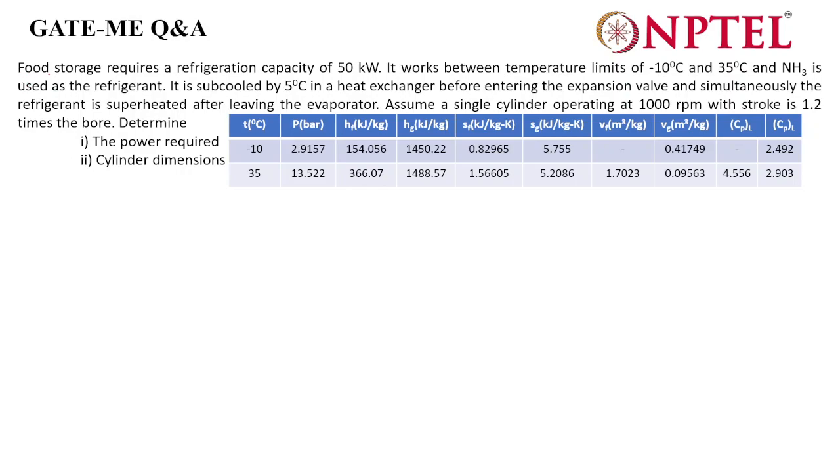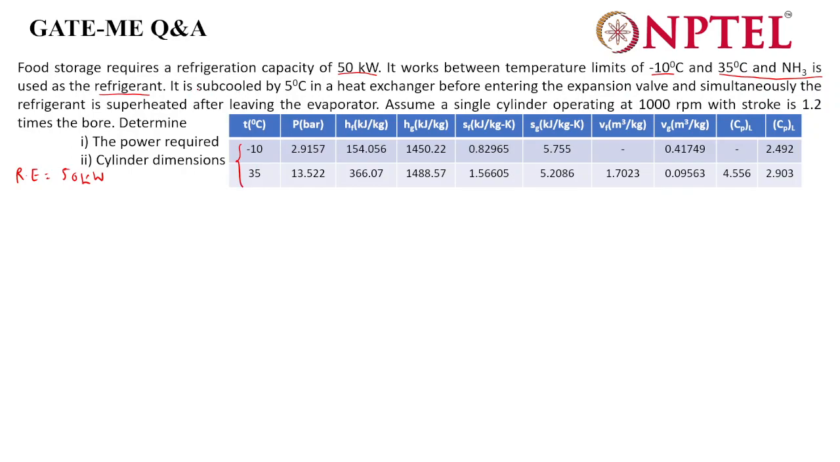So one is food storage requires a refrigeration capacity of 50 kilowatt. So they have given the refrigeration effect of 50 kilowatt, and it works between the temperature limits of -10 and 35 with NH3 as a refrigerant. So the temperature limit is given as this.